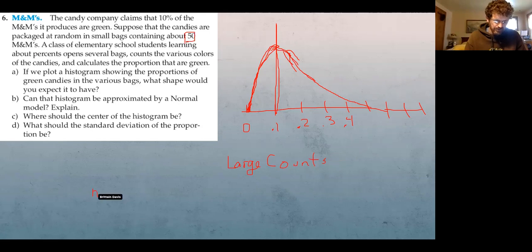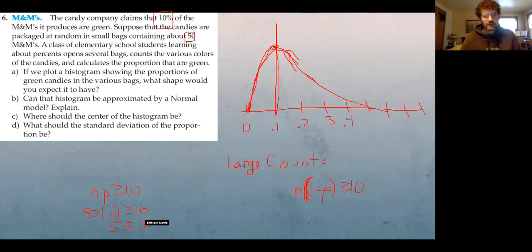Let's see what's going on with this. We have n times p has to be greater than or equal to 10. n times 1 minus p also has to be greater than or equal to 10. So our sample size is 50. The probability of success is 10% right here. So 50 times 0.1 is 5. We didn't meet the large counts condition. So in this case, we're probably going to have a skew.